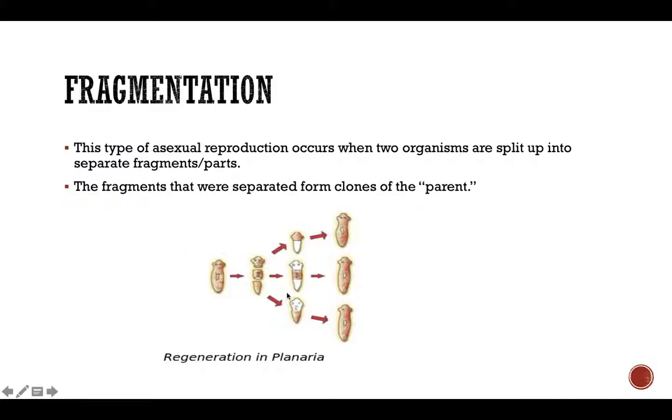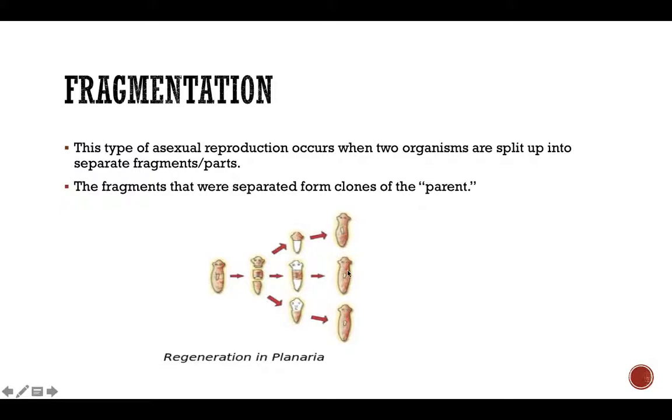So let's look at this picture right here. This is a picture of a flatworm. And we watched a video about this in class, but let's take a look. If we were to cut this flatworm into three separate parts, so we have a head, a midsection, and the tail, what's going to happen is that head is going to form a brand new body. This midsection is going to form a brand new body. This tail is going to form a brand new body.